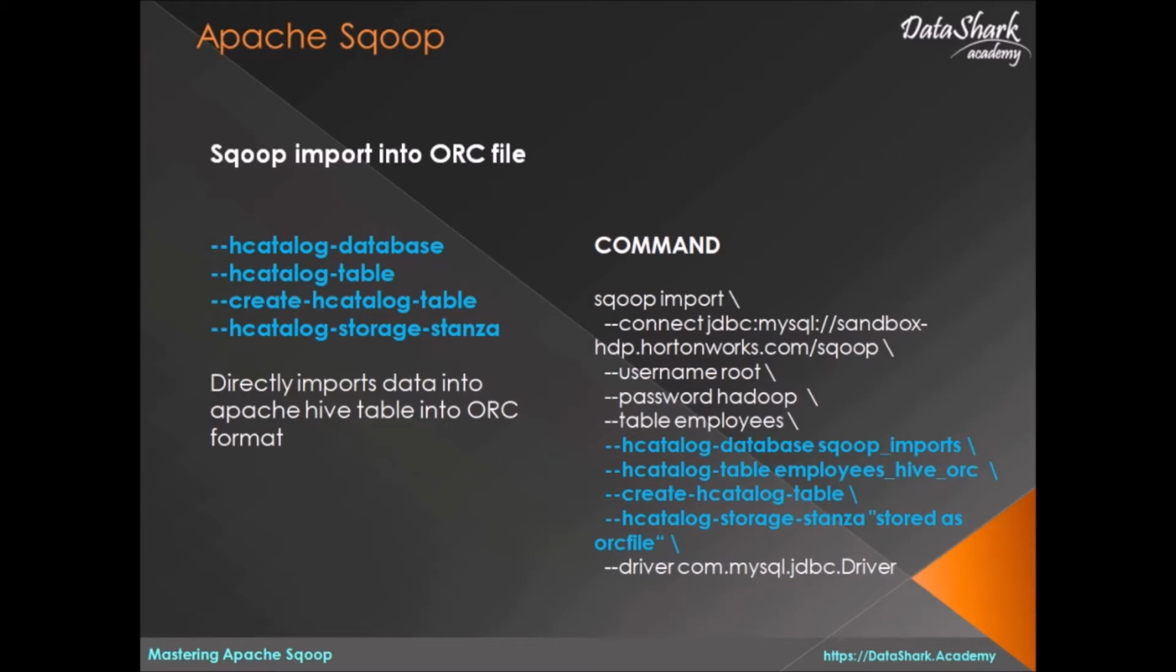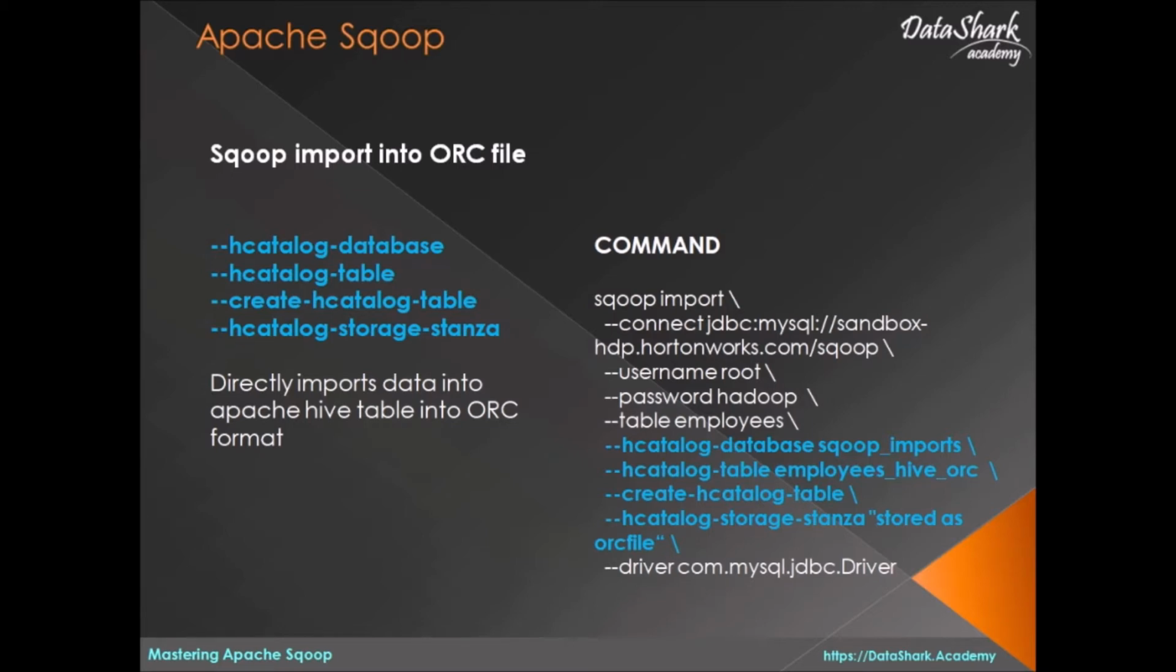So we have 4 HCatalog directives supported in Sqoop. HCatalog database, this is the database name like we had the Hive database name. HCatalog table, which is the same as the Hive table name. Create HCatalog table, this is just indicating that we need to create the table in HCatalog. And HCatalog storage stanza, and this is where we will define that this will be stored as an ORC file.